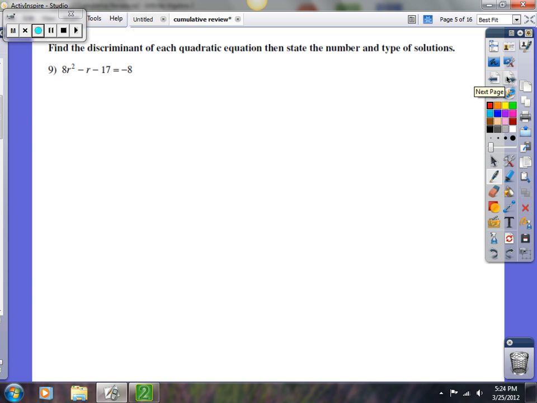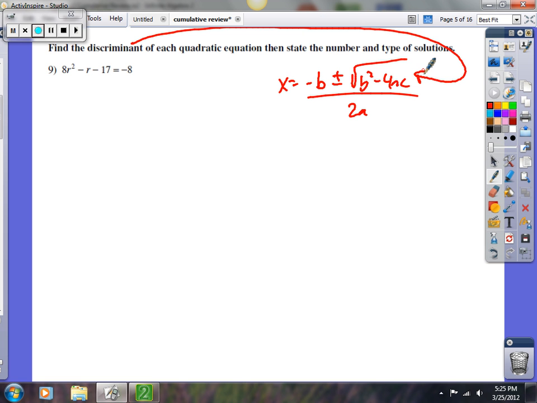Okay, the discriminant from your quadratic equation, x equals -b plus or minus the square root of b squared minus 4ac, all over 2a. The discriminant is this guy right here, what's underneath the radical. So to find that, you need to identify your a, your b, and your c.